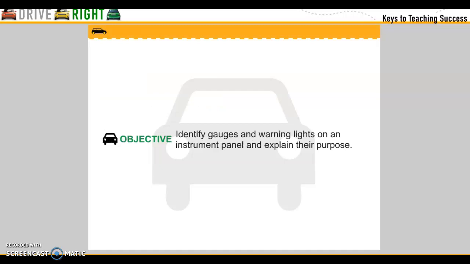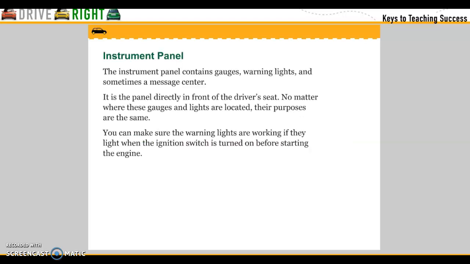Objective. Identify gauges and warning lights on the instrument panels and explain their purpose. Instrument panel. The instrument panel contains gauges, warning lights, and sometimes a message center. It is the panel directly in front of the driver's seat.